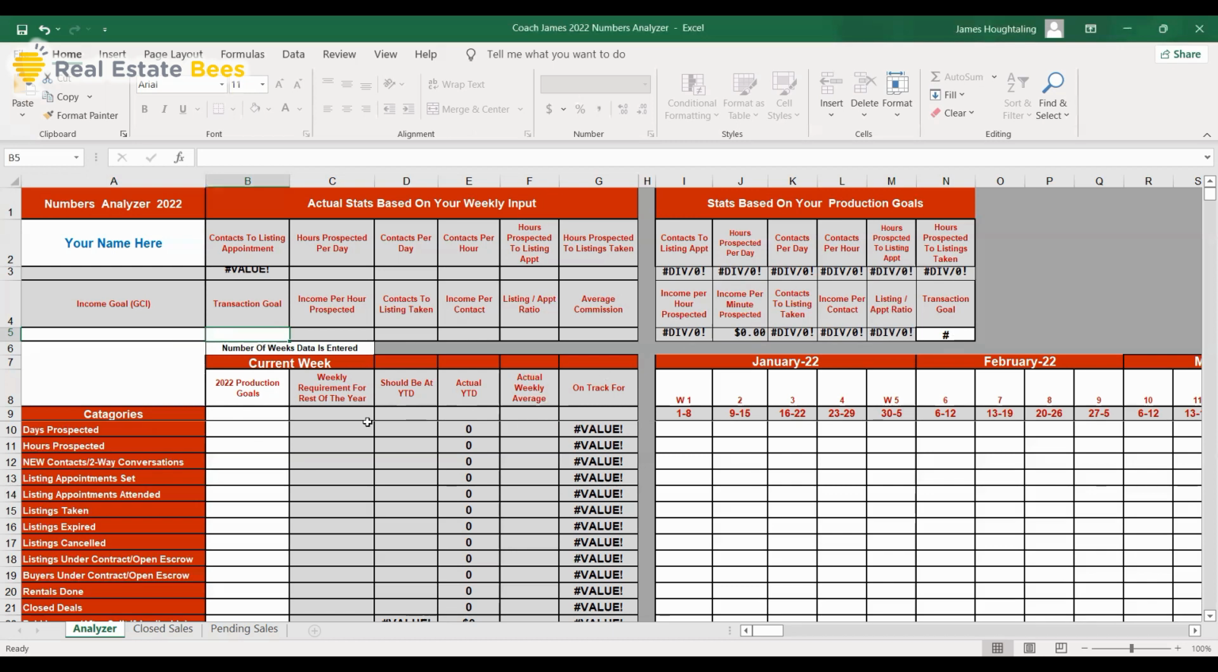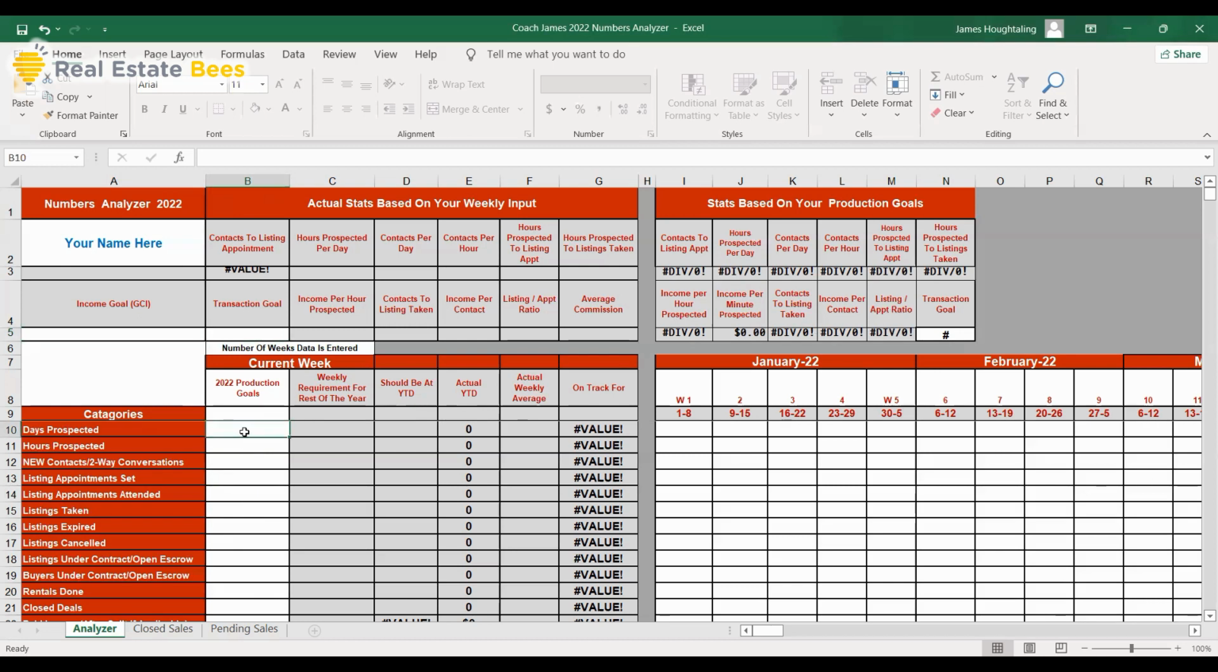Okay. So this column, column B, is the main column we are focusing on. All right. So for example, and remember, this is a 1-year analyzer. So these numbers that we're about to put in here, these production goals are for the full year. They are not weekly goals or daily goals.